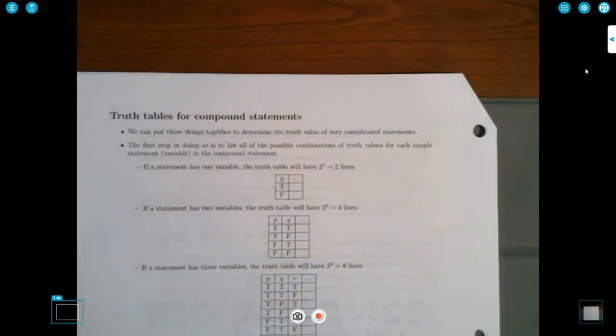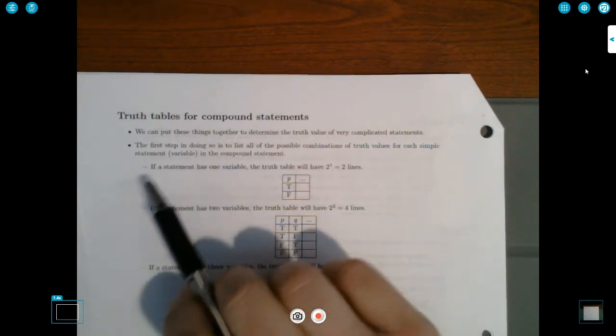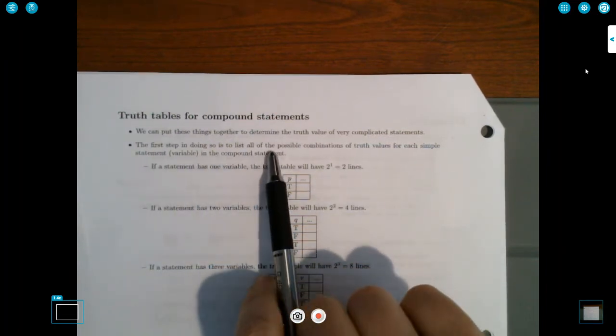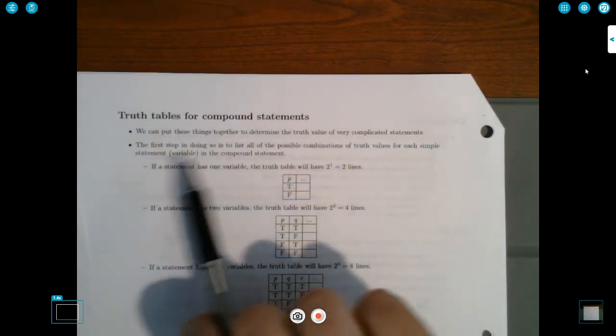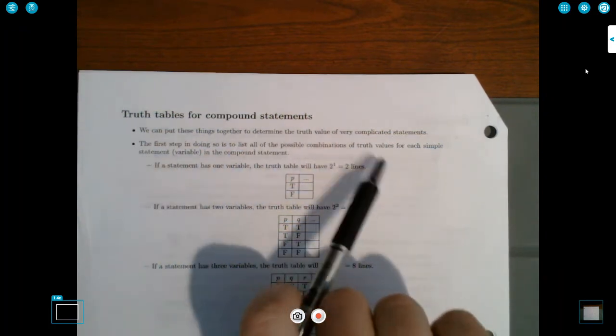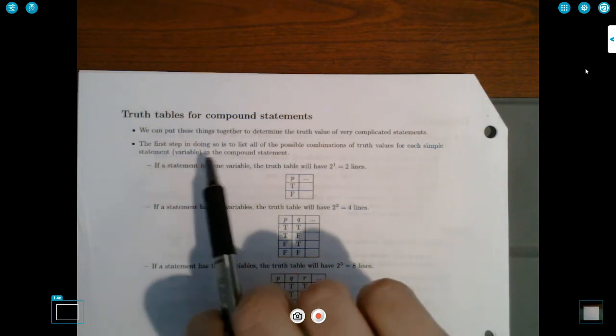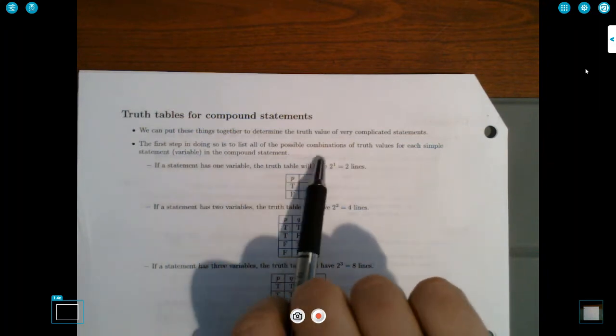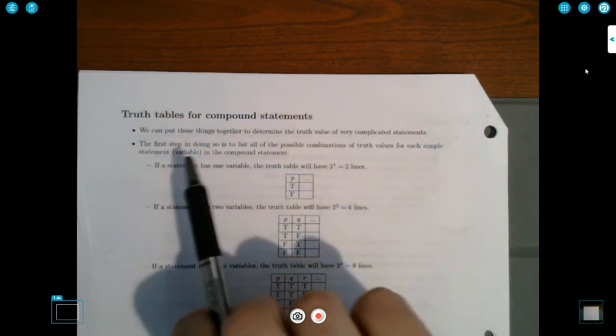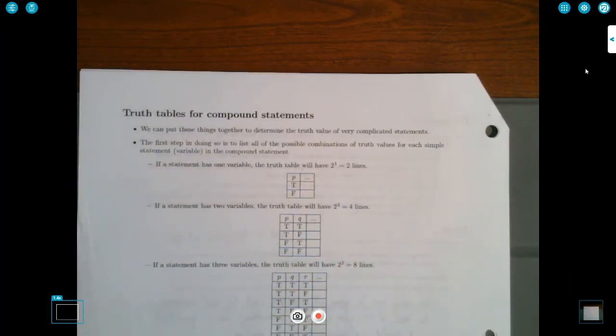So now let's talk about some compound statements. So now that we've talked about negation, conjunction, and disjunction, we can kind of put these things together to determine the truth value of a very complicated statement. The first step in doing so is to list all the possible combinations of truth values for each simple statement. And from now on, I'm going to call simple statements variables. So we want to list all the possible combinations of truth values for each variable in the compound statement.